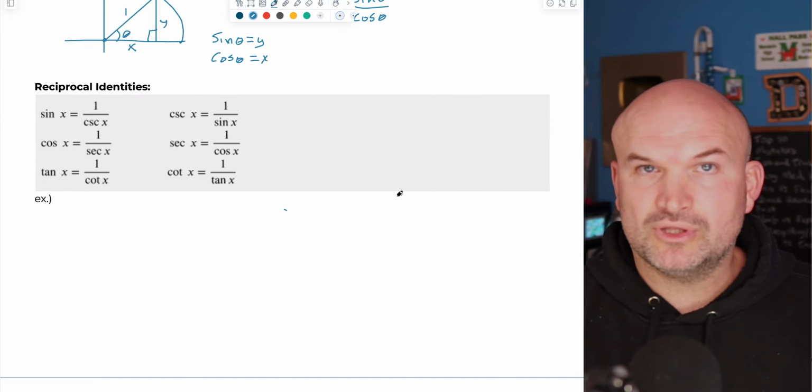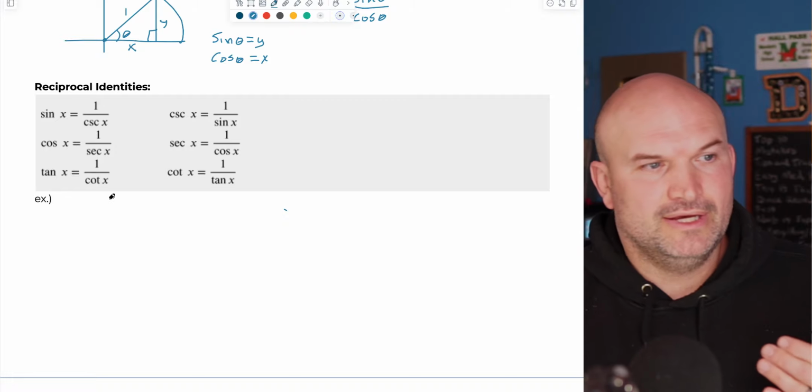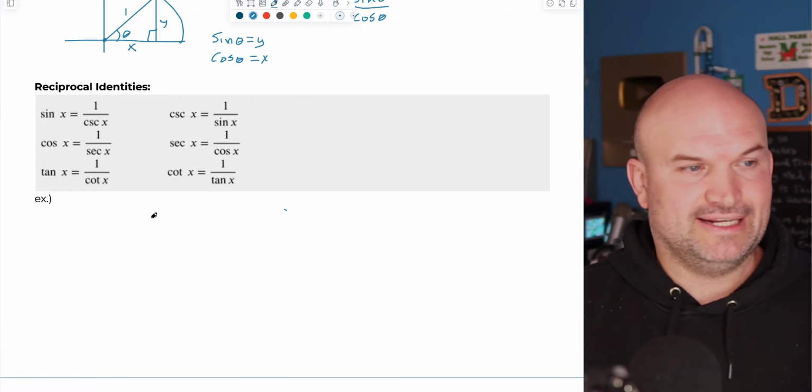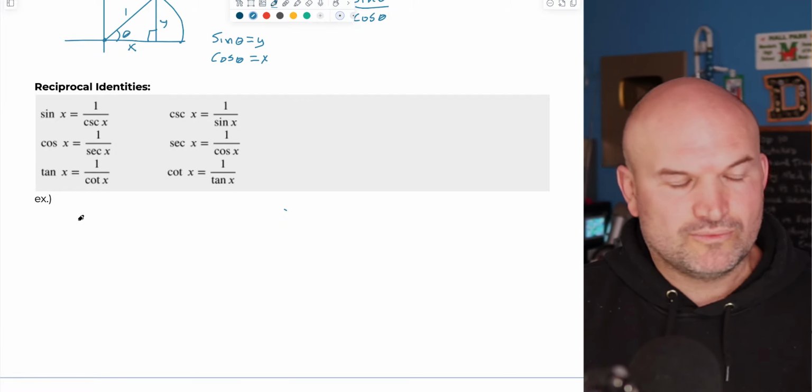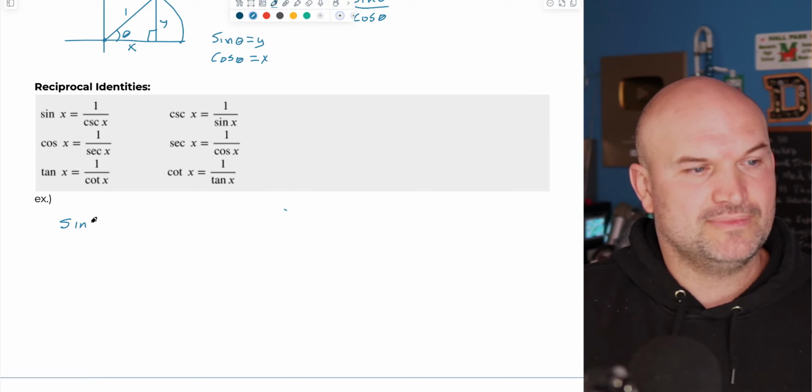Now let's get into the reciprocal identities. The reciprocal identities, again, are very similar to our understanding of special right triangles, or just right triangles. So if you think about the sine of theta, right?